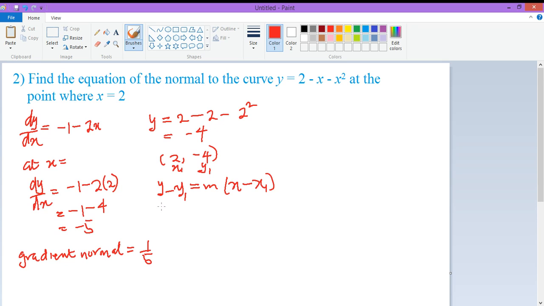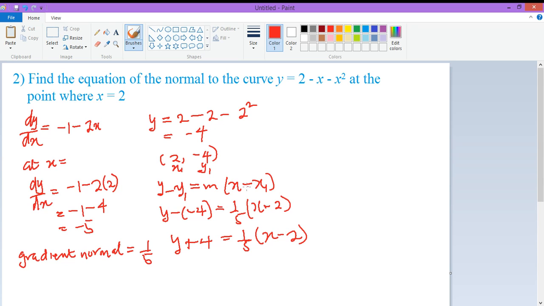Good. So substitute in values. It's y minus negative 4, equal to the gradient 1 over 5, then x minus the x1, which is 2. Good. This becomes y plus 4 is equal to 1 over 5 x minus 2.